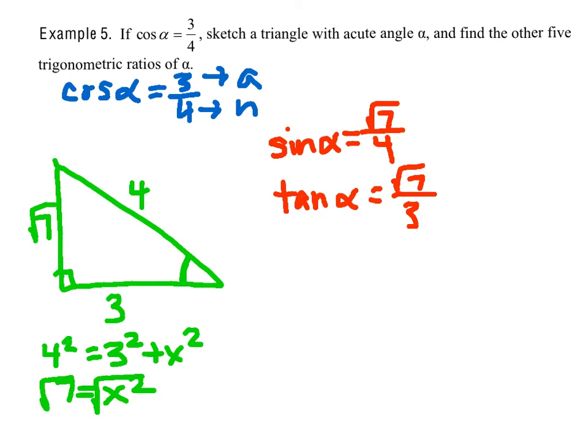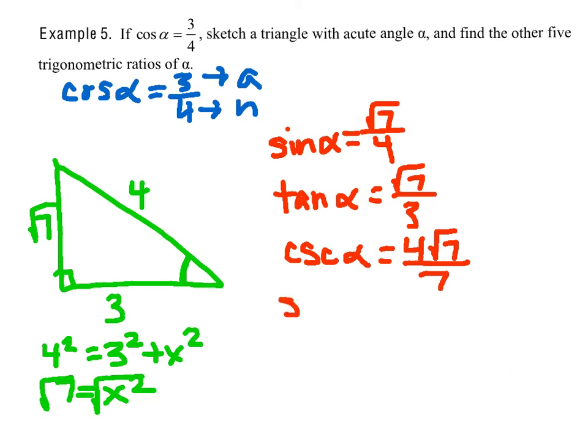Then we're going to go to our last three trig functions, which starts with cosecant. Now, all we have to do, cosecant's the reciprocal of sine, so you're going to flip this fraction right here. Well, notice if you flip it, we're going to get a radical on the bottom. So what we have to do is rationalize it. So our final answer should be 4 radical 7 over 7.